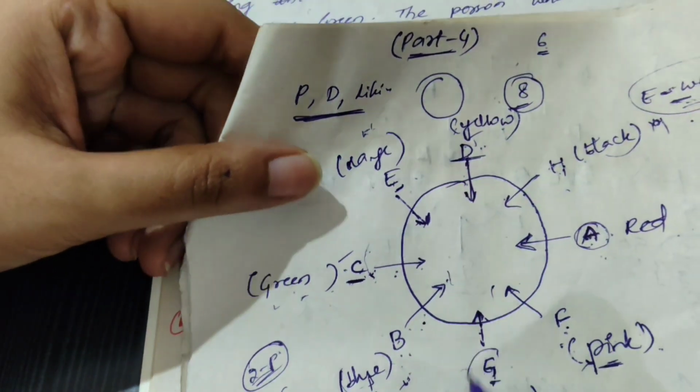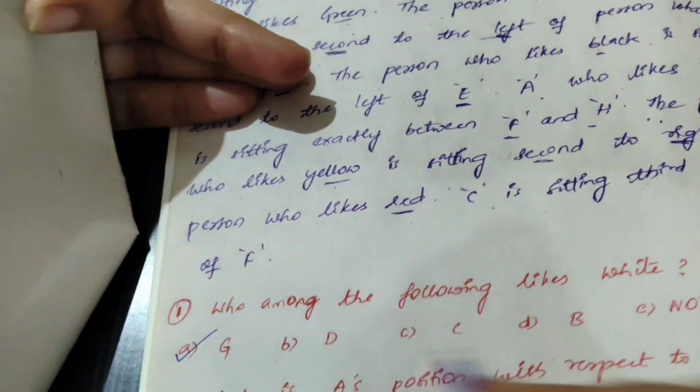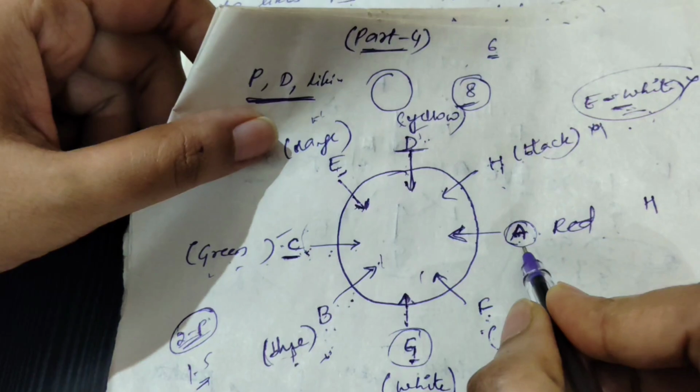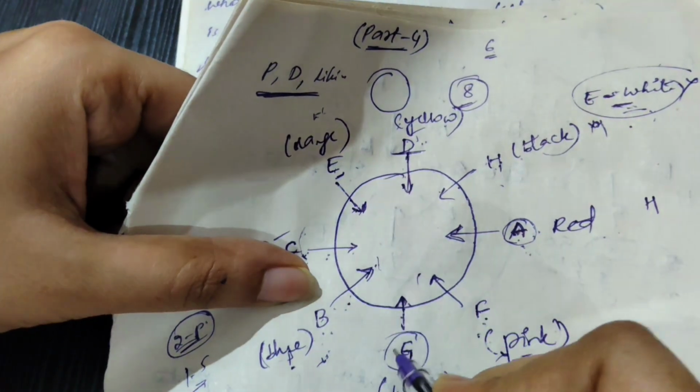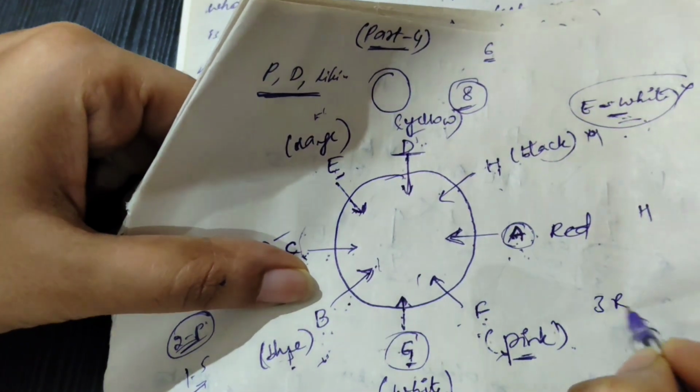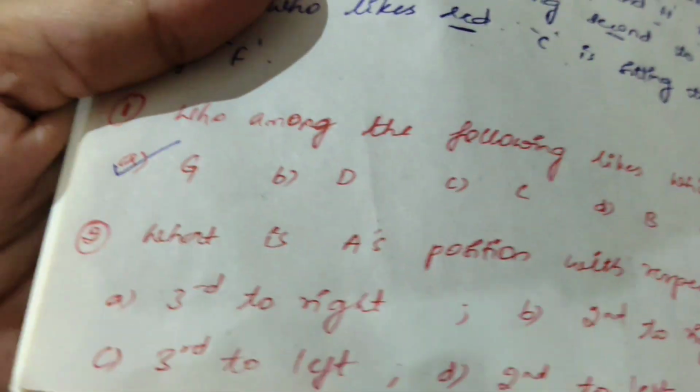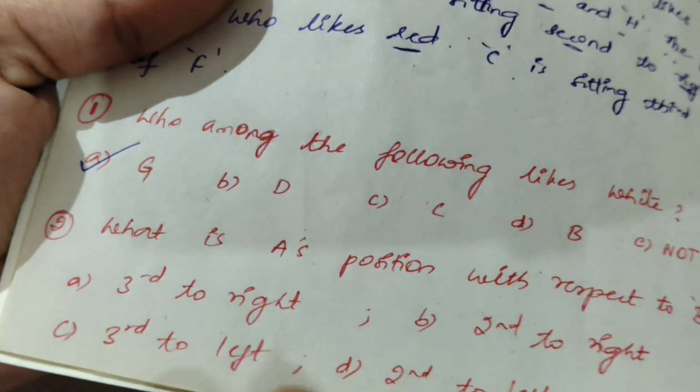Next, who among the following likes white? G, first option. Next, what is A's position with respect to B? A's position with respect to B: 1, 2, 3 to the right, or if I take left, 1, 2, 3, 4, 5. Fifth to the left. So the fifth to the left option.